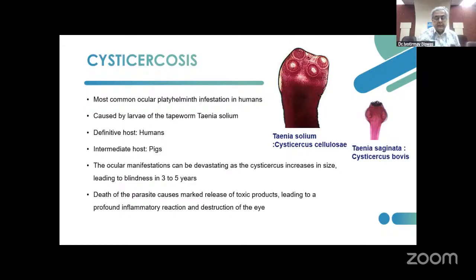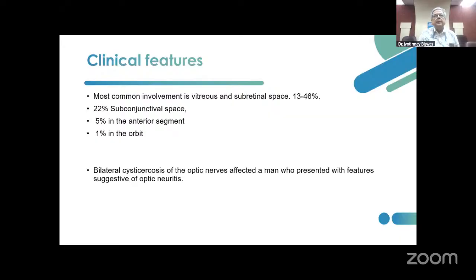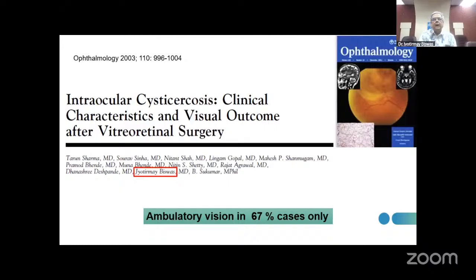Death of the parasite causes marked release of toxic products, leading to a profound inflammatory reaction and destruction of the eye. I had a cysticercus slide where the cysticercus was producing such an intense PMN, polymorphonuclear leukocyte, reaction. I don't have the slide now. During the transfer of my lab, I lost it. That would have been a very good example of this. The most common involvement is the vitreous and subretinal space. It can be in the subconjunctival space, anterior segment, and the orbit. Bilateral cysticercus with optic nerve involvement presented in a man with features suggestive of optic neuritis. This is a publication we are proud of, in the Ophthalmology journal.